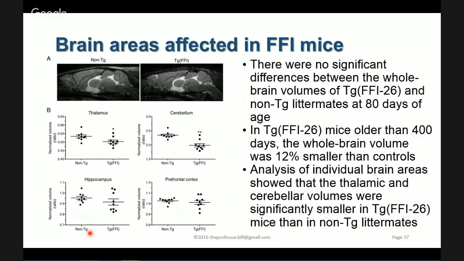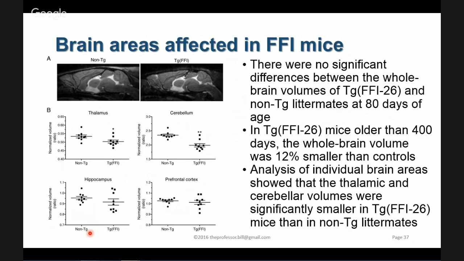The cerebellum, which we know is sometimes affected in FFI, I didn't go into that in detail, is also being affected here. And this is statistically significant. It looks like there's a trend in the hippocampus to being smaller, but it is not statistically significant, nor are the changes that you see in the prefrontal cortex, although there is a slight indication that with FFI, there might be some animals that are not doing as well in terms of the volume of the prefrontal cortex.